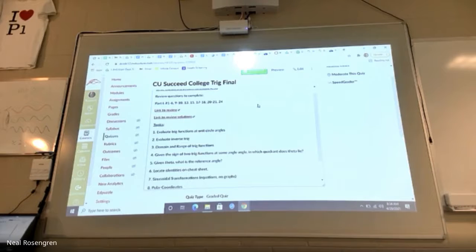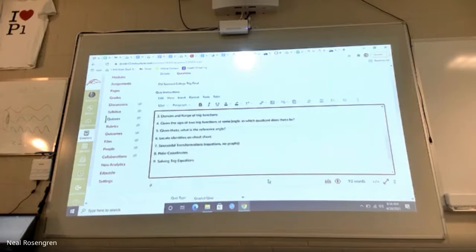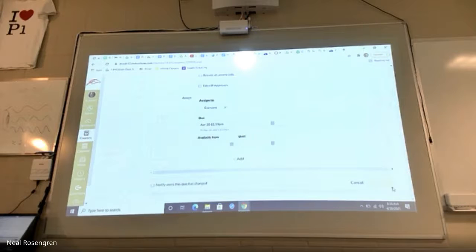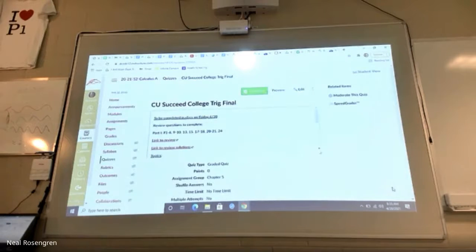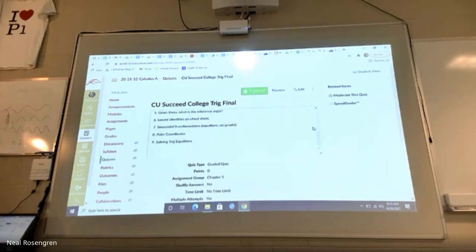Given the sine and cosine of some angle, in what quadrant does theta lie? So like sine is positive and cosine is negative. Oh, we're in this quadrant over here. Things like that. Reference angles. Literally, can you locate an identity on the cheat sheet? Basic transformation stuff with phase shifts. Here's an equation. What's the phase shift? What's the amplitude? Things like that.